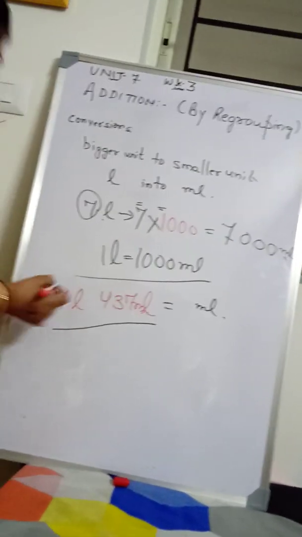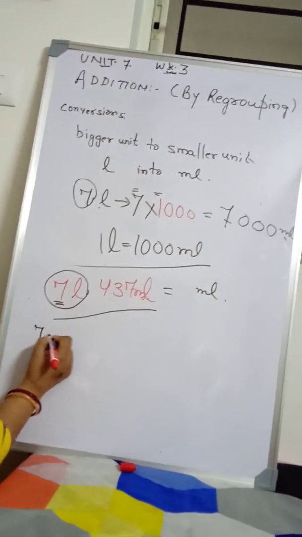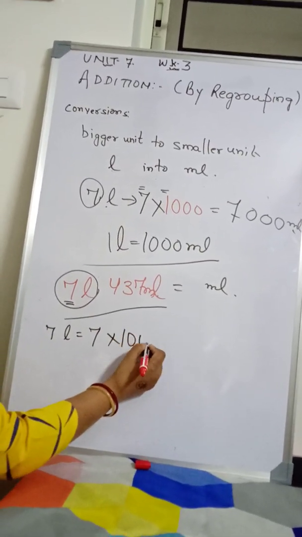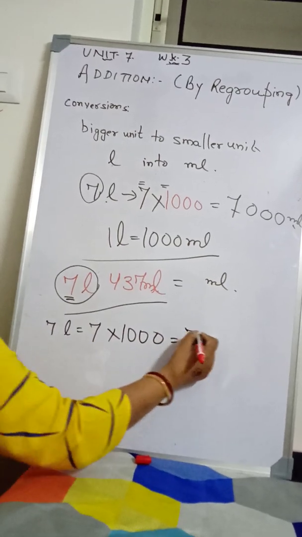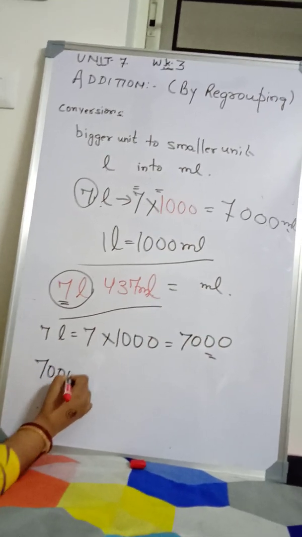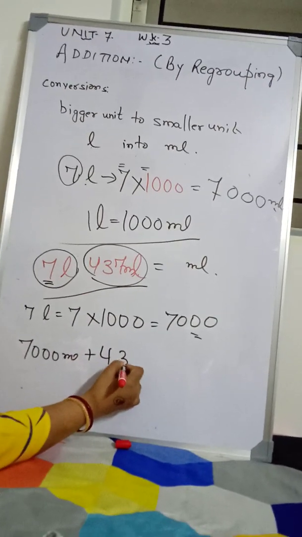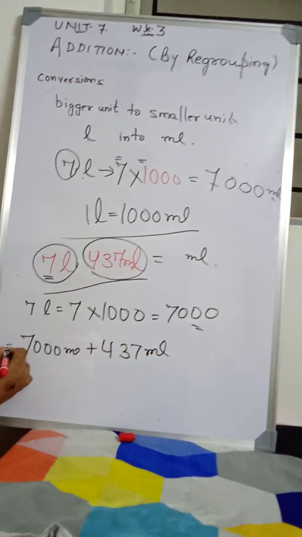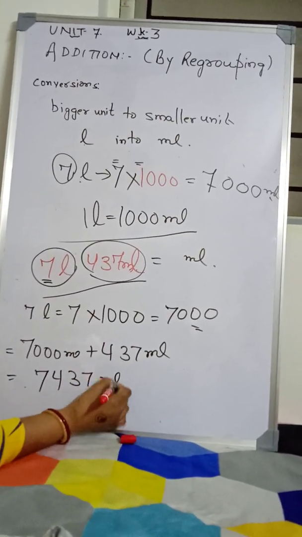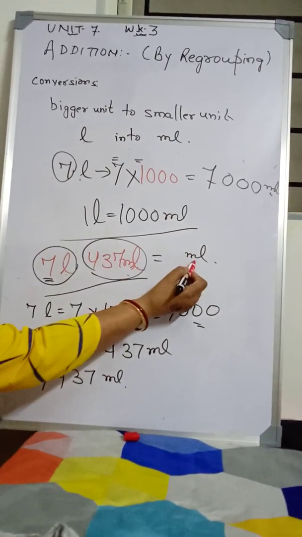What we will do? So firstly we convert this number of liter into milliliter. So 7 liter, how we will convert? The number of liter will be multiplied by 1000. So it will become 7000. So this 7000 will become milliliter. And then it is added with this 437 milliliter. Okay. Now add this, it will become 7437 milliliter.